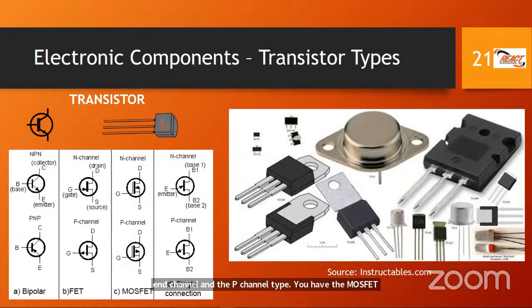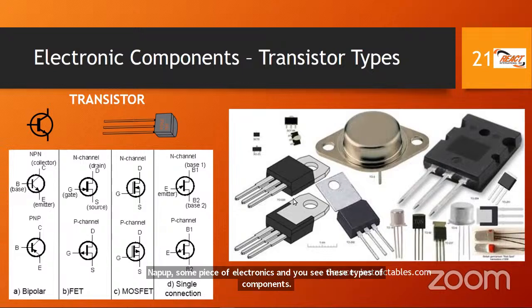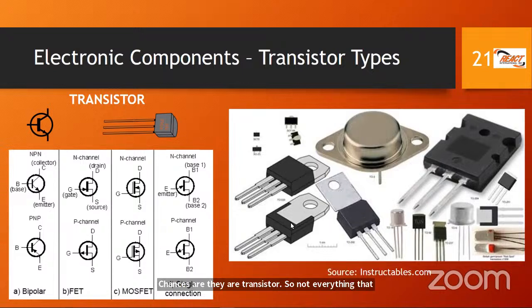And these are different types of cases that transistors may be contained in. So if you open up some piece of electronics and you see these types of components, chances are they are transistors. Not everything that looks like this will be a transistor, however. Some of them may be voltage regulators, some may be other components, but typically transistors will be in either of these types of packages.